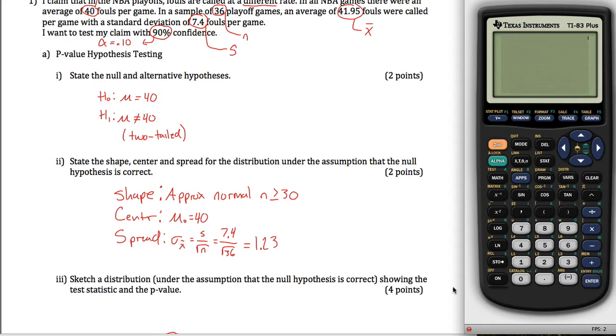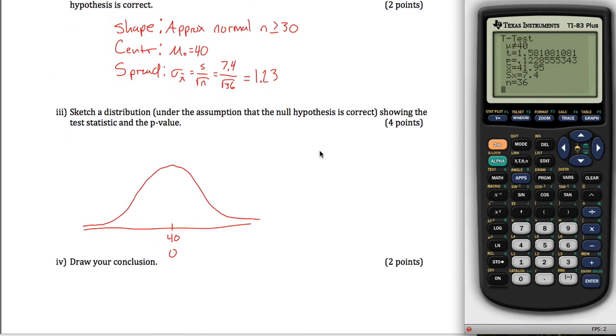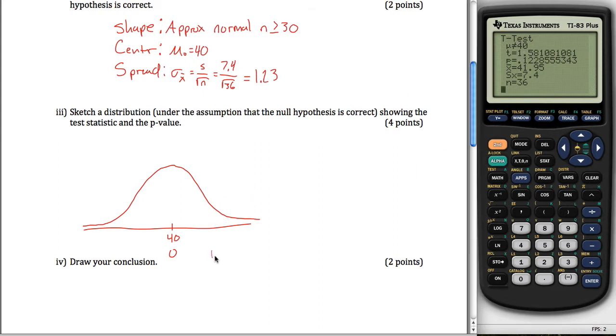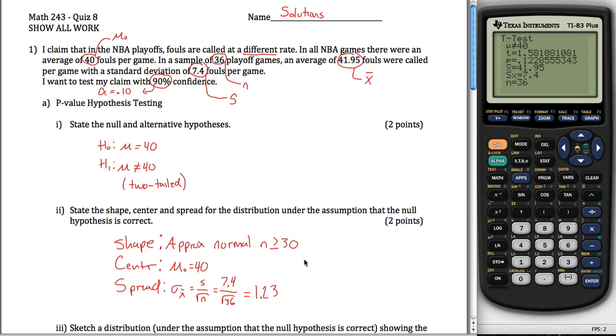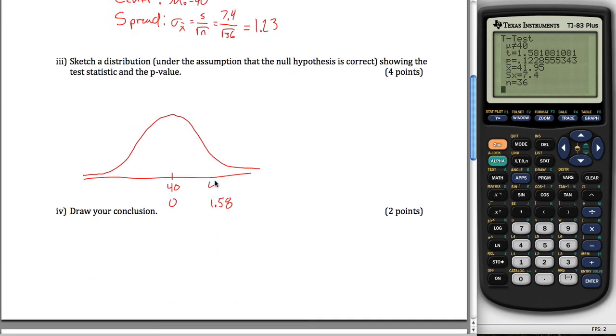I'll do calculate, whatever. Either way, it's going to give you all the information you need, specifically that our test statistic is 1.58, so somewhere out here. That 1.58 corresponds with 41.95 fouls per game. And the area above that point is 0.123, our p-value.